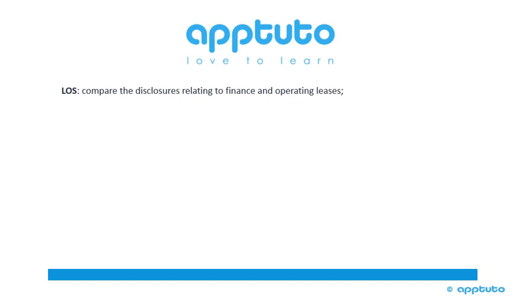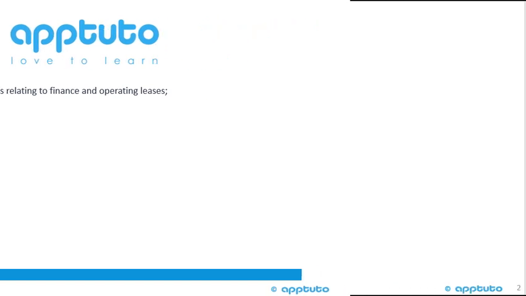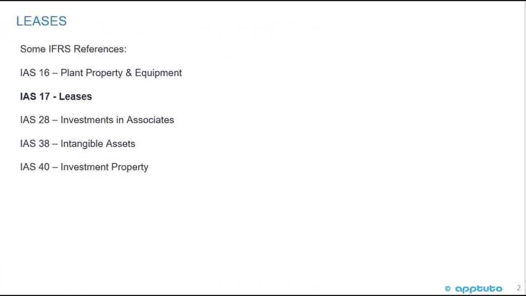This LOS is to compare the disclosures relating to finance and operating leases. Okay, we've seen this slide before, but before we jump into this LOS on leases, I just wanted to point out again some IFRS references. Leases falls under IAS, International Accounting Standard 17.